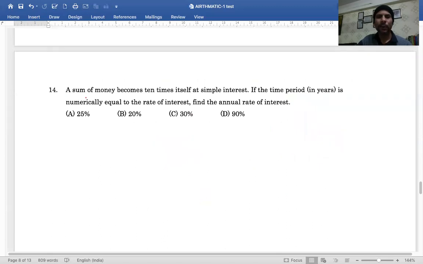Okay, let's move on to the next question. The sum of money becomes 10 times of itself at simple interest if the time period in years is numerically equal to the rate of interest.